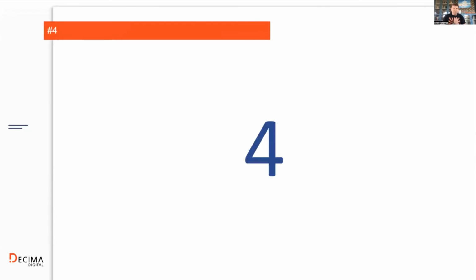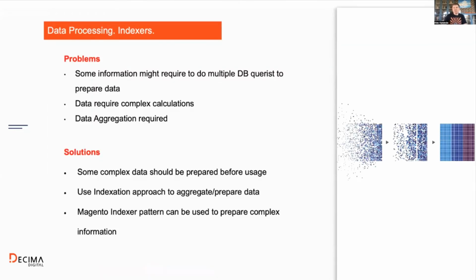Okay, number 4 is the indexing process. Often some custom information might require additional data manipulation, running multiple database queries, running additional data aggregation to be prepared before it is ready to be displayed on the front end. Definitely, doing this operation during page rendering might badly affect overall website performance, and might affect customer experience when they would be waiting seconds, minutes for all the data to be calculated, as well as affecting infrastructure load.